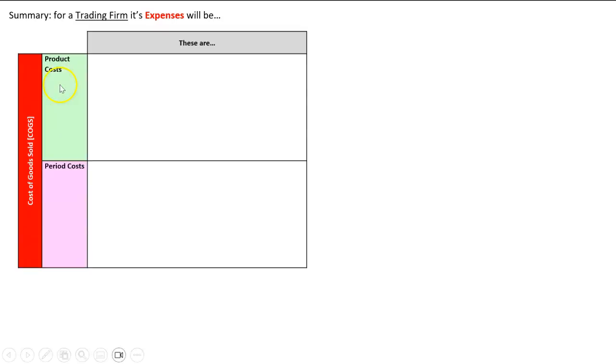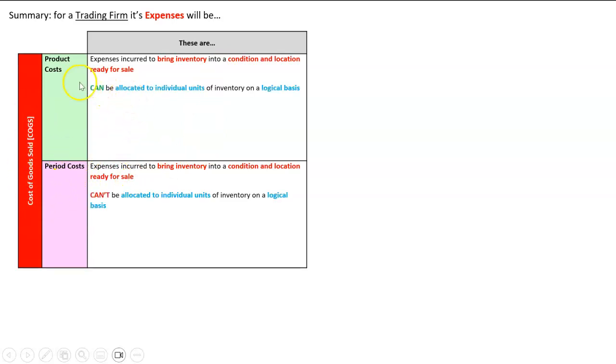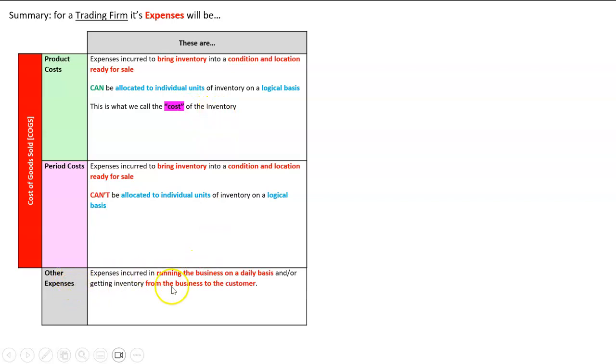This has been a long video, so we want to make sure we pause it as we go and we reflect on it. But if we could summarize this all in one go, we could say product costs are expenses incurred to bring inventory, condition, and location ready for sale, and so are period costs. And they're both a part of cost of goods sold. How are they different? Product costs can be allocated to each individual unit logically. Period costs can't be. We also said the product cost is now what we call the cost of the inventory. Other expenses is our third category. So we've got cost of goods sold with product costs and period costs, and then other expenses was still other expenses.